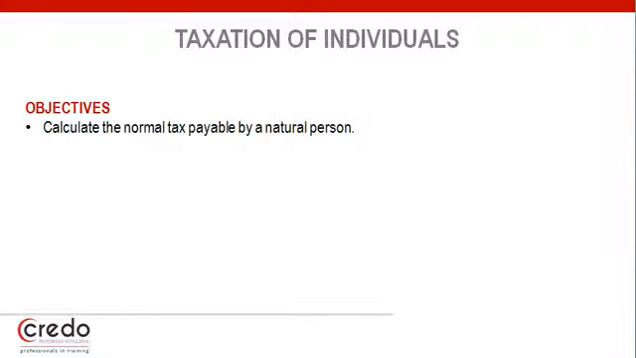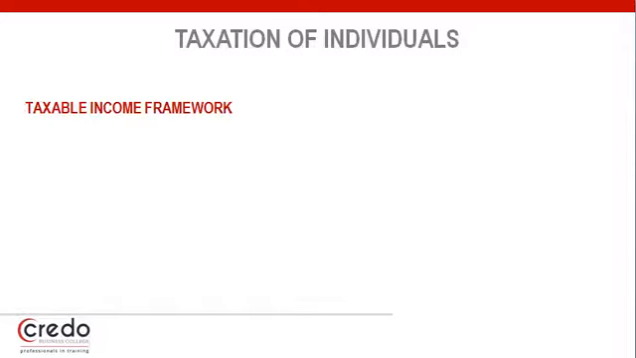At the end of this chapter, you should be able to calculate the normal tax payable by a natural person, taking into consideration capital gains tax, estate duty, and donations tax. We need to start off with the taxable income framework. This can be found on page 143 in your SILC textbook.